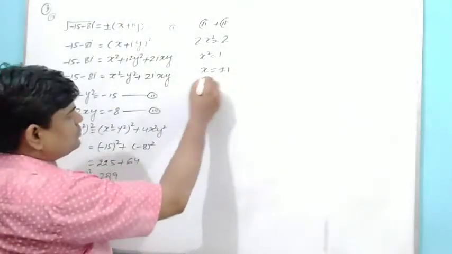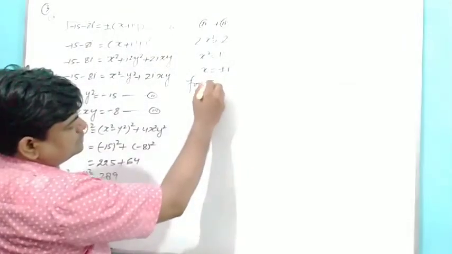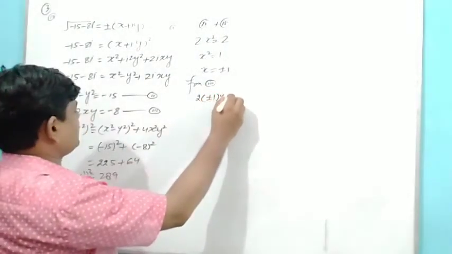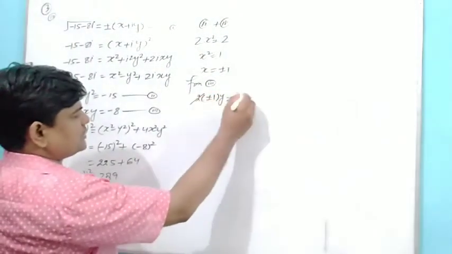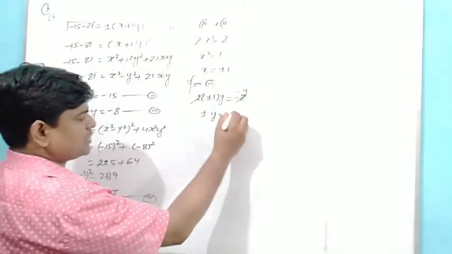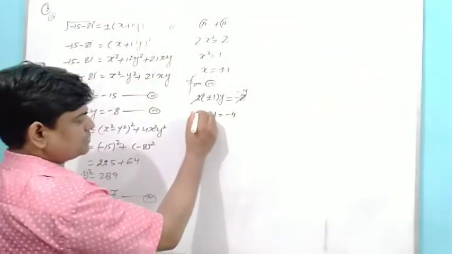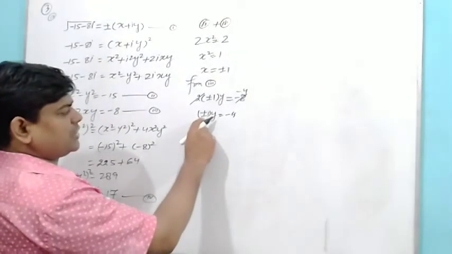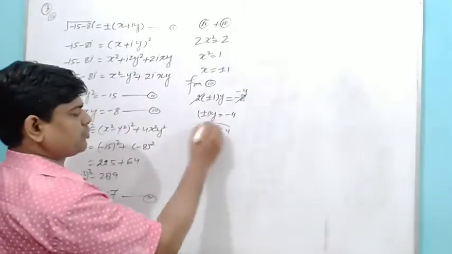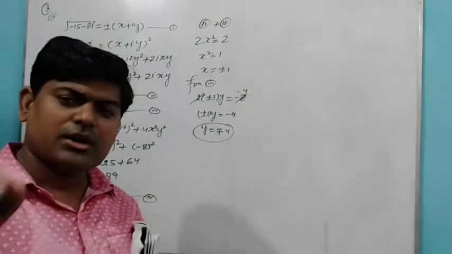If I am substituting x is equal to plus minus 1 in equation number 3, so from the third one, 2 into plus minus 1 into y is equal to minus 8. This can be written as minus 4, but here you can see plus minus y is equal to minus 4. It means when I take the value of x as positive, then y should be negative. If x is negative, y should be positive too. I am taking y is equal to minus plus 4. Means when x is positive, y will be negative, and when x is negative, y will be positive.